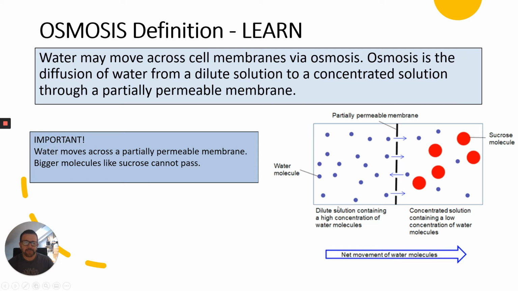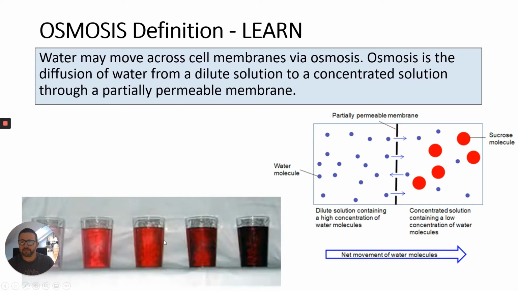the membrane. Other words that we use here, which are quite a bit different to diffusion, is we say a dilute solution. So a dilute solution is where there is a large amount of water molecules, whereas a concentrated solution is where there are less water molecules and there are what we call solutes or larger particles like sucrose.